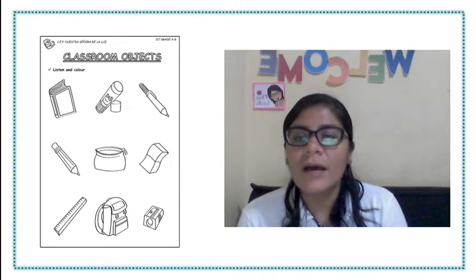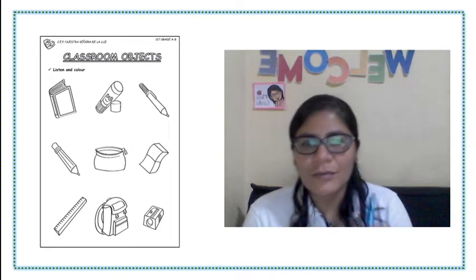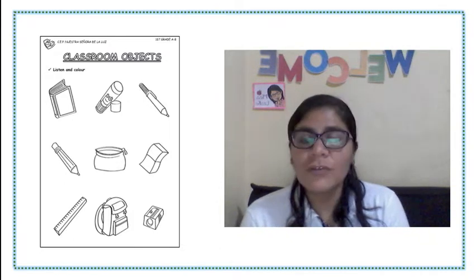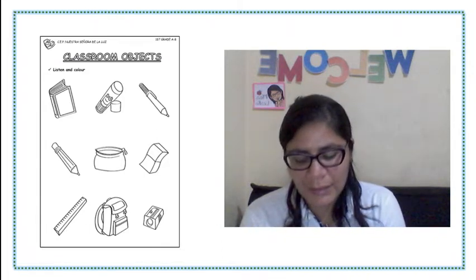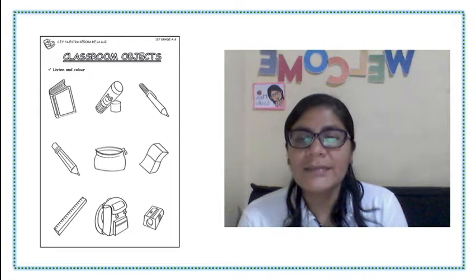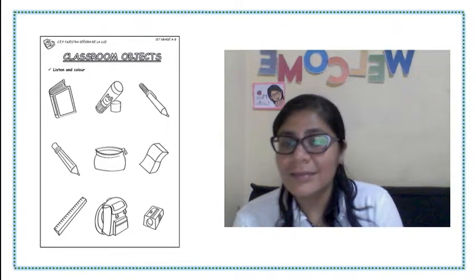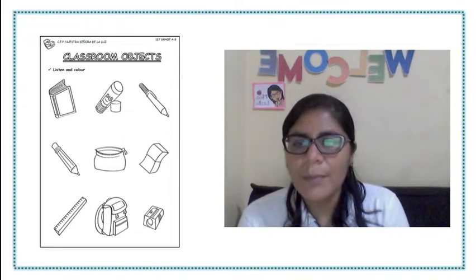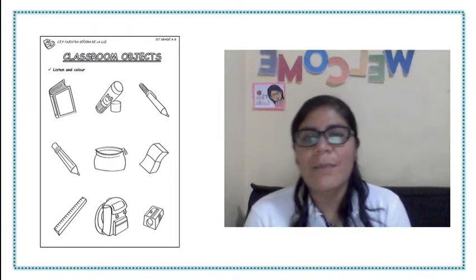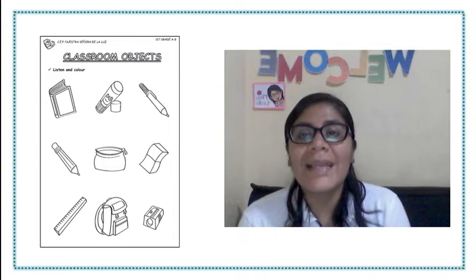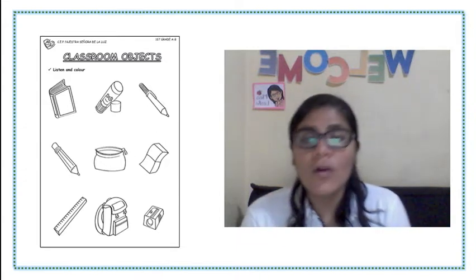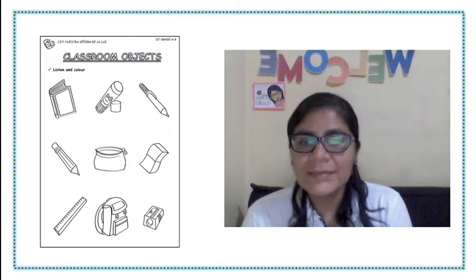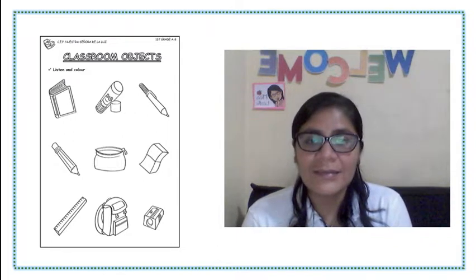Now, can you see the ruler? The ruler. There is a ruler. Color the ruler pink. Yes? Find your color pink and color the ruler pink. Yes? One, two, and three. Very good. Now, look at the pen. Where is the pen? This is the pen. Color the pen black. Okay? Color the pen black. Yes? Finish? One, two, and three.